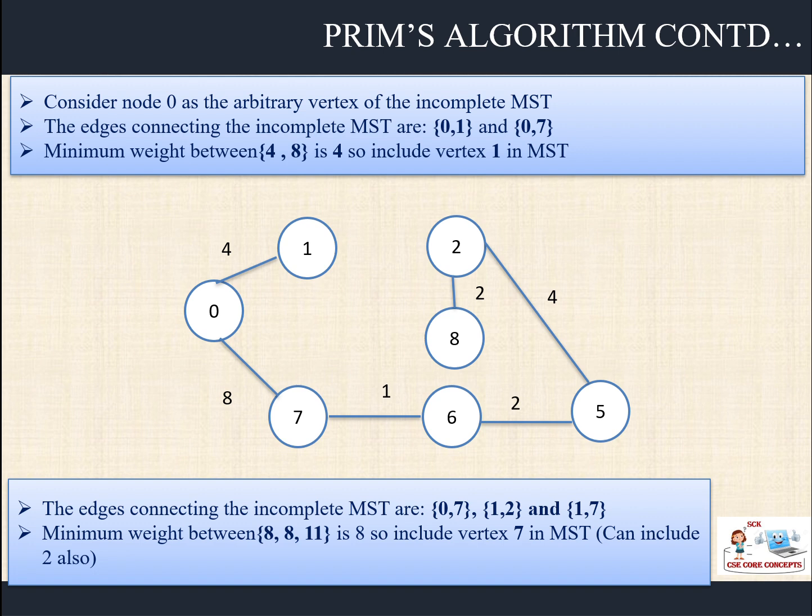8, 7, 6, 5, 2 and 8 will form a cycle. In case I am using the edge 8 to 6, 8 to 6 will again form a cycle among 8, 6, 5 and 2. Okay, so I am not going to include these neighbors.